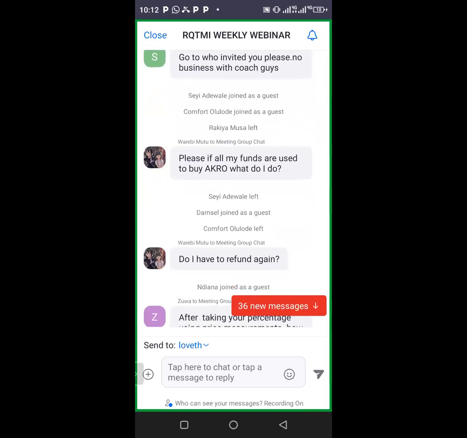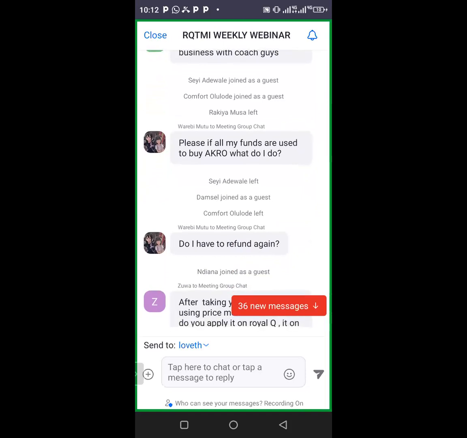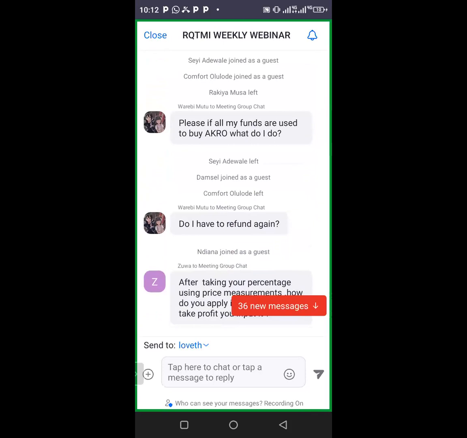Please, if all your funds are used to buy ACRO, what do I do? You just keep waiting, because ACRO will completely sell off. If you are using 150 margin call, you should be happy. Jump in tomorrow morning, after your prayer, thank God that it has bought, because as it's going to start selling, you start seeing profit. Just make sure you have enough USDT in your assets.